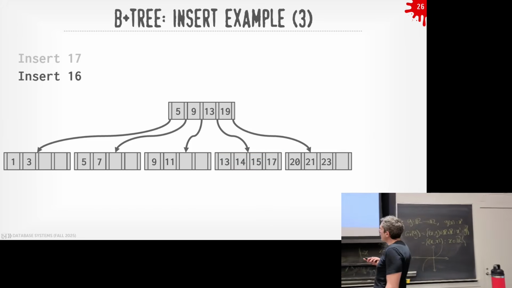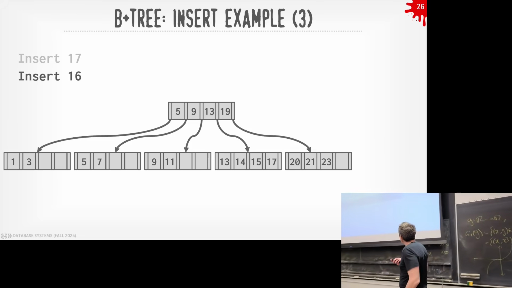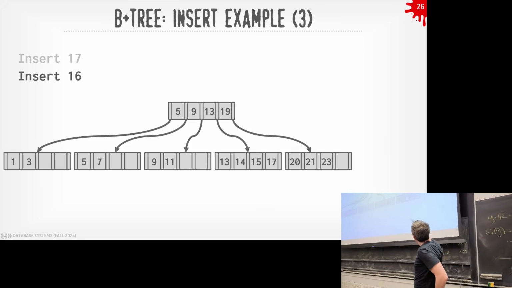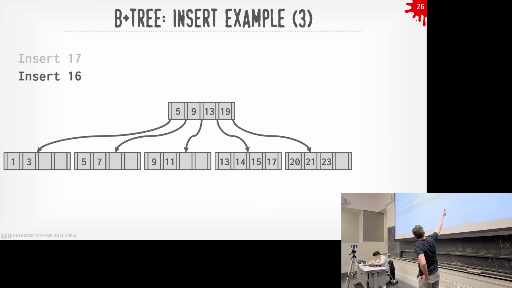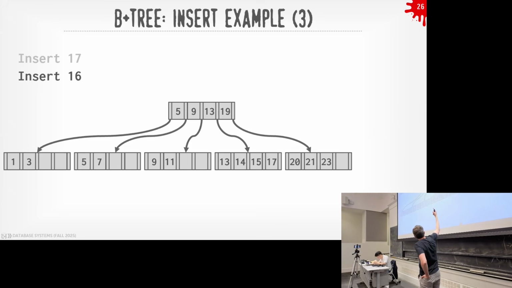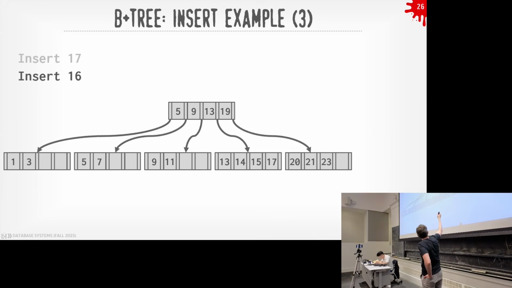If I'm back here, I want to insert 16. I can recognize, oh, well, the node where 9 and 11 are, or even 20, 21, 23, they can absorb one more key. So I could follow my sibling pointers and just shuffle things around, move 13 and 14 over to the other one, and then put 16 on this one. I wouldn't have to split it.